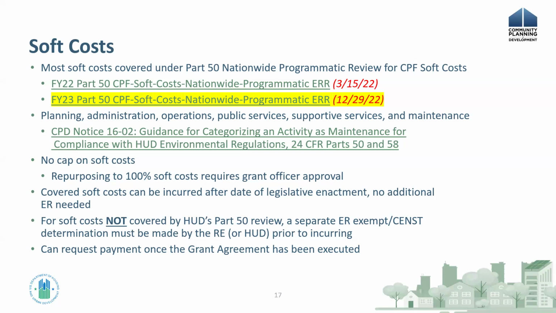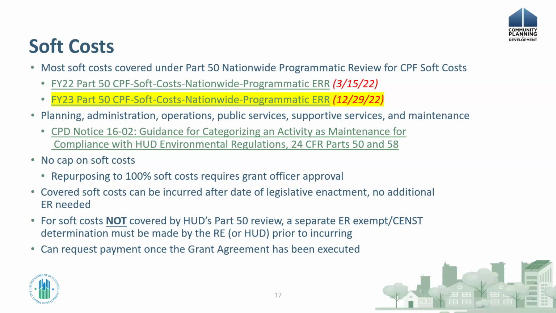And you can find the link to each review here on this slide, as well as on the CPF landing pages. And you can see a list of which soft costs are covered in the project description of that environmental review record. So you can just click that link, pulls up the nationwide environmental review record that HUD conducted for soft costs, and you will see in the project description, it lists out all the types of soft costs that are covered by the review. Again, in general, planning, administrative, and operating costs are all covered.